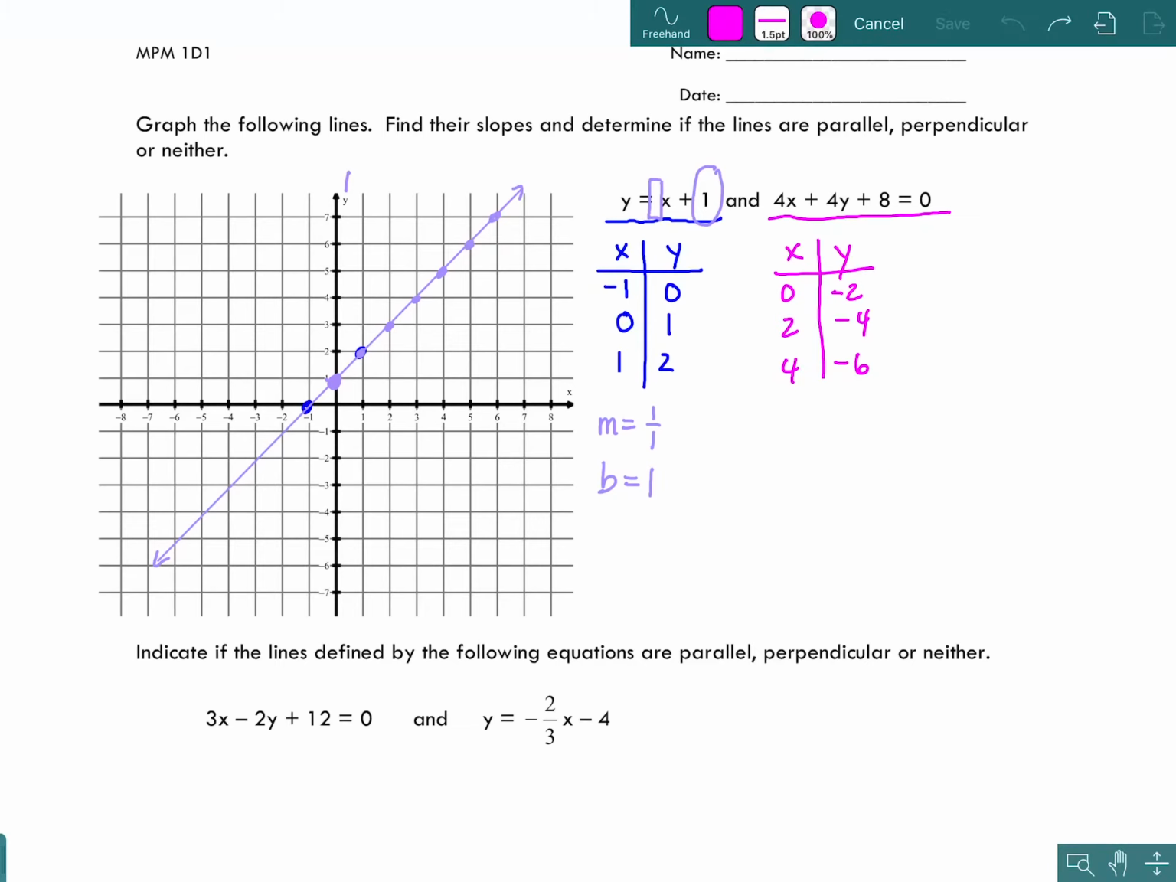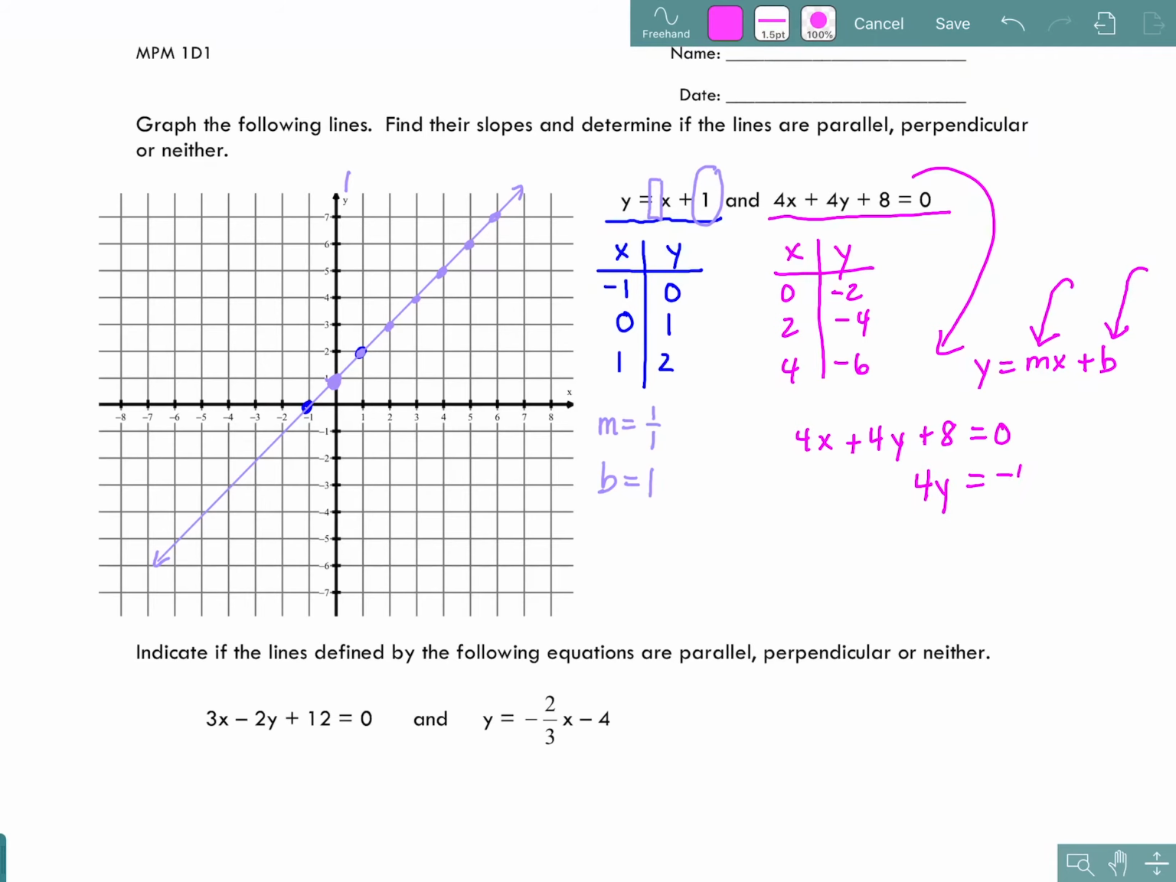What we could also do, if we wanted to graph it a different way, we could take this equation and use our algebra skills and rearrange it into y equals mx plus b form. Then we would know what the slope is and we would know what the y-intercept is. We could go to the graph, start at the y-intercept, and use the slope to count up and over. So let's rearrange our equation. We would need to subtract 4x from this side and 8 from this side. So we would get 4y equals negative 4x minus 8.